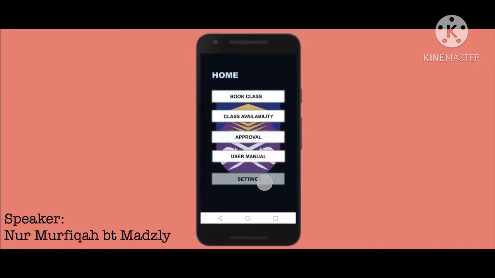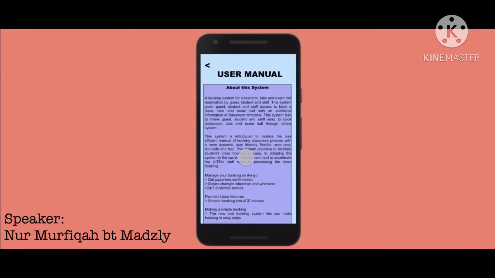This is our home menu that has book class, class ability, approval, user manual, and setting. Before that, we see the user manual of this system. In this user manual, it talks about this system: a booking system for classroom, lab, and exam hall reservation by guests, students, and staff.